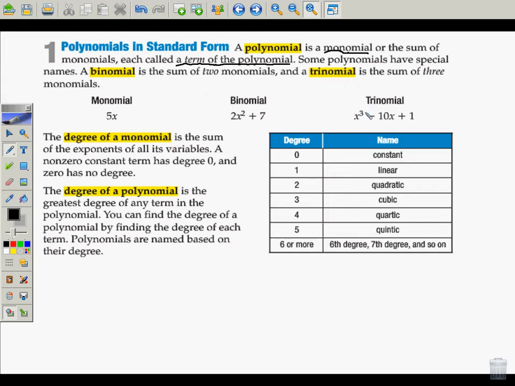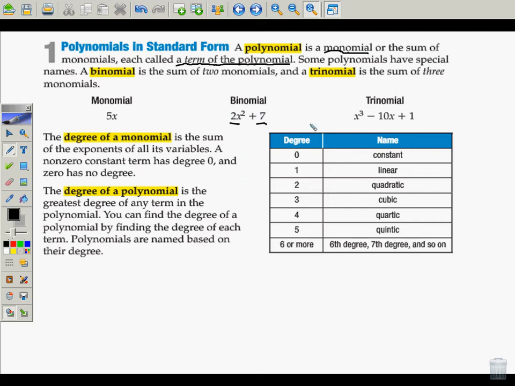So an example of a monomial, we've talked about this before, 5x. Remember, you cannot have negative exponents for a monomial, but other than that, it's just any term that does not have addition or subtraction in it. So you can multiply for a monomial, but you cannot add or subtract within the monomial. And again, no negative exponents. Binomial, notice we have two different monomials. We have 2x squared, this is a monomial, plus 7, here's another monomial. So a binomial is two monomials added together.